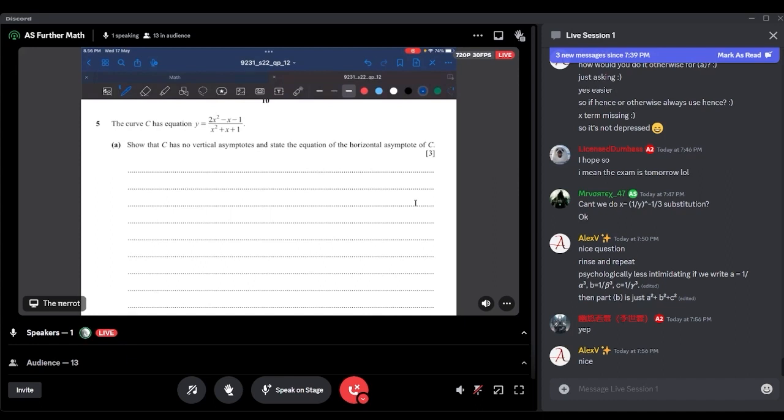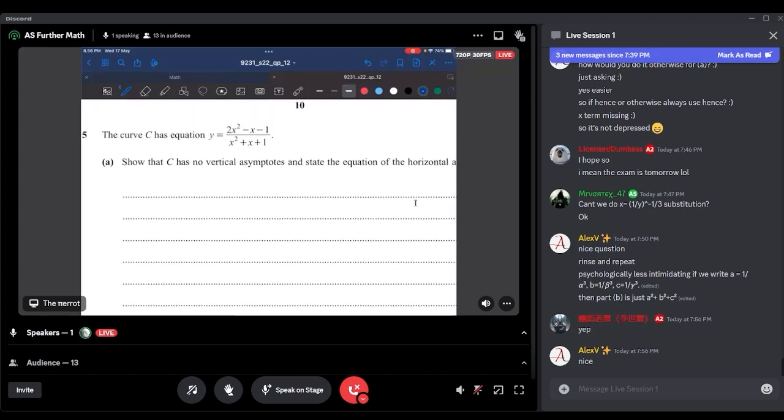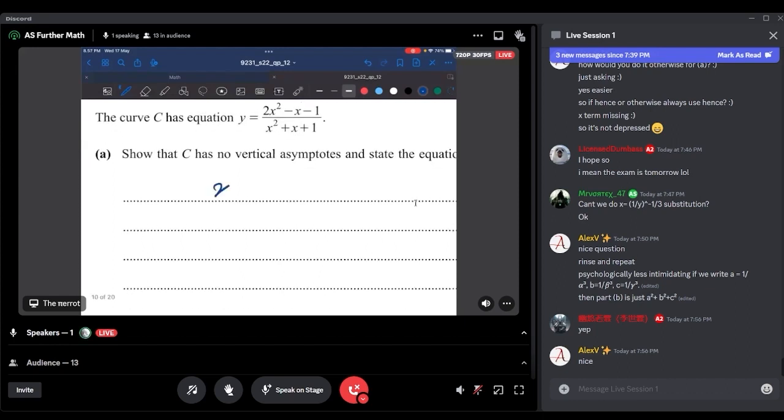Well, vertical asymptotes happen in the first place because the denominator is 0, right? If there are no vertical asymptotes, that is an if and only if the denominator is never 0. So you just have to show that the denominator never touches 0. So that is the x squared plus x plus 1, and this guy here is equal to 0.